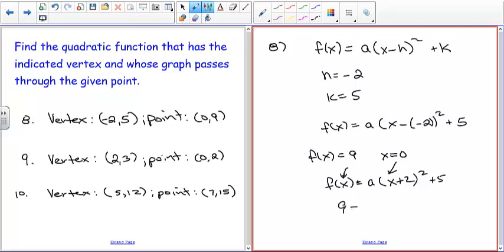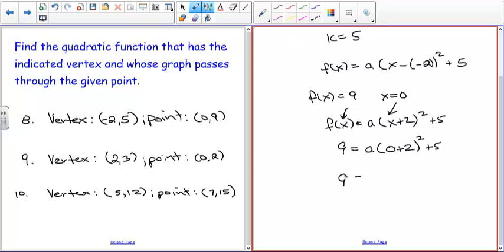So you get 9 is equal to a times 0 plus 2 squared plus 5. Now we're just going to do the algebra. So you got 9 is equal to a times 0 plus 2, which is 2. 2 squared is 4, times a, plus 5. Subtract 5 from both sides. You'll get 4. 9 minus 5 is 4. 5 minus 5 is 0. And you get a times 4, which is 4a. Divide both sides by 4. You'll get a is equal to 1.